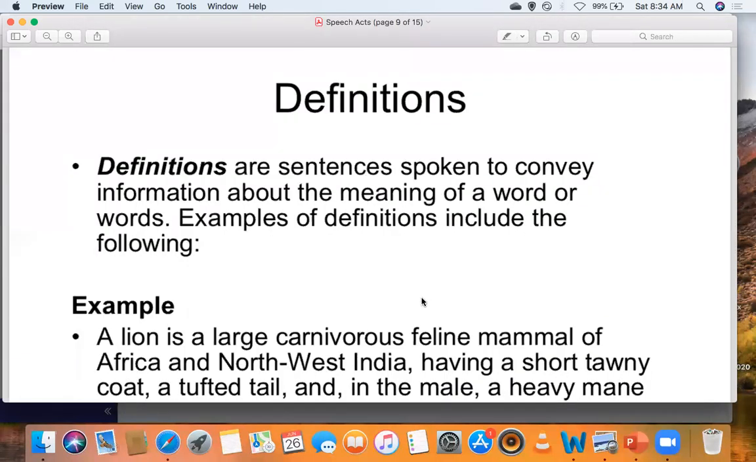Then we have definitions. Definitions are sentences spoken to convey information about the meaning of a word or words. Whilst factual statements are statements about facts in the external world, definitions are statements about the meaning of words. The job of definitions is to provide information about meaning.